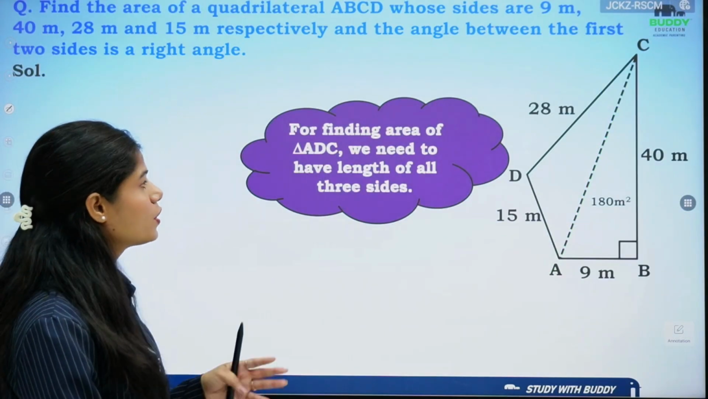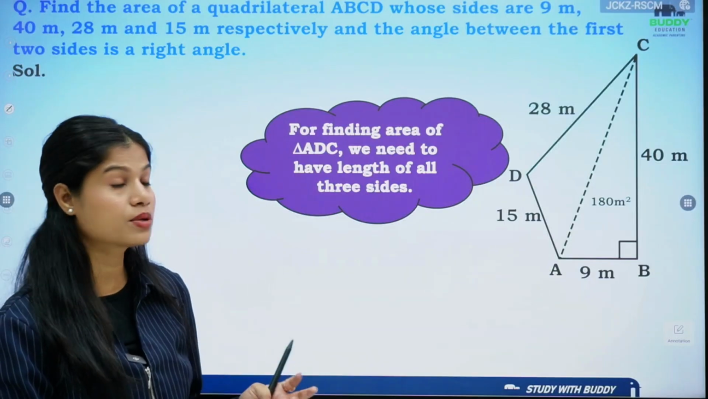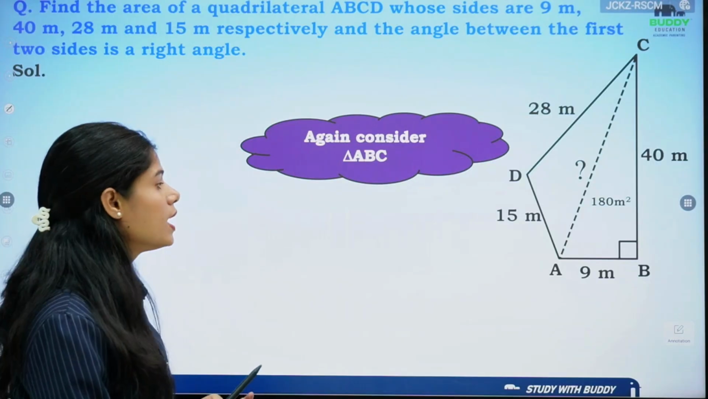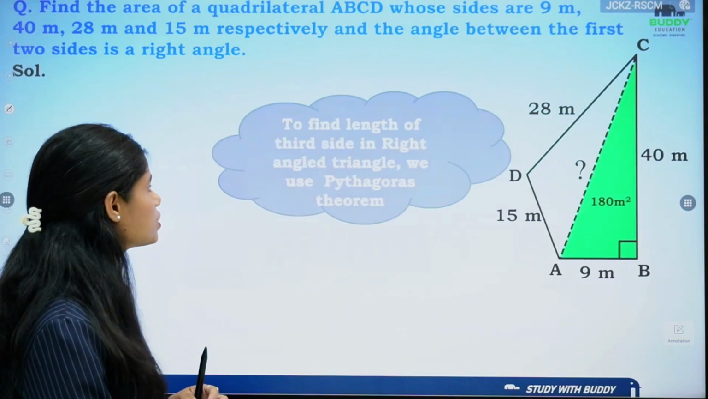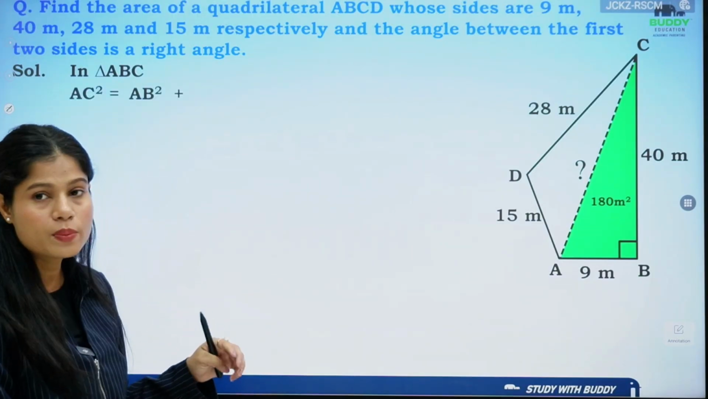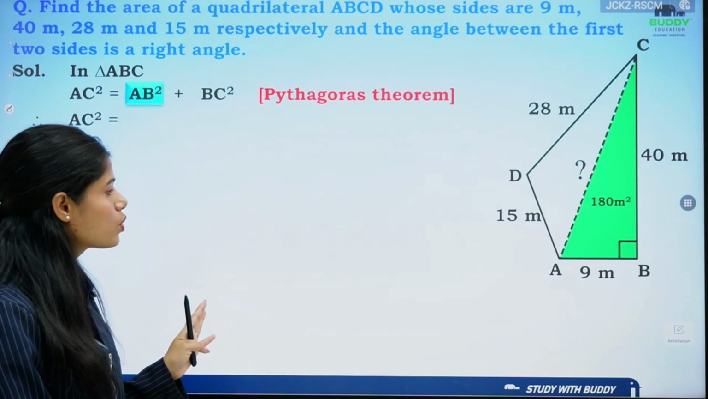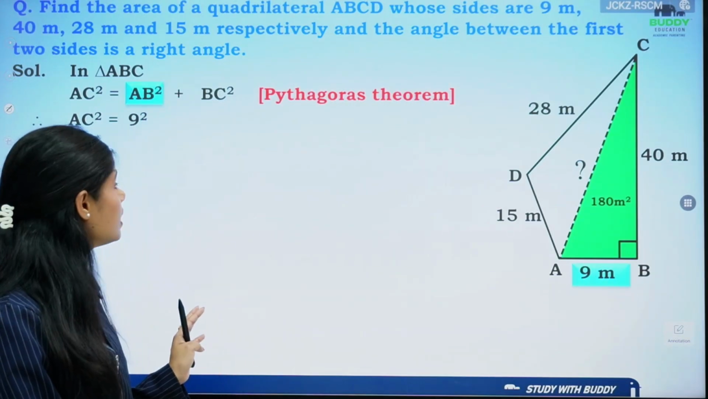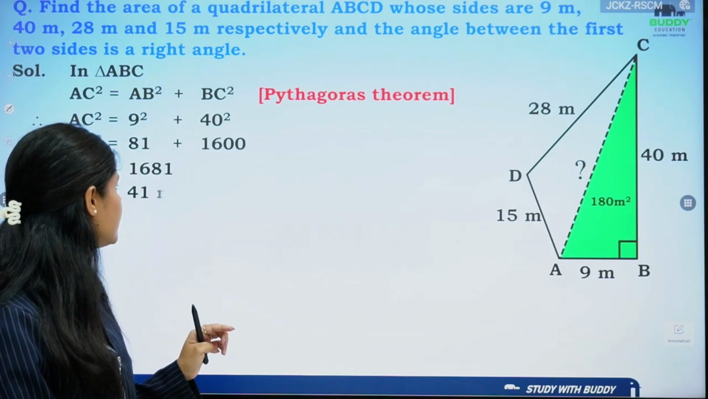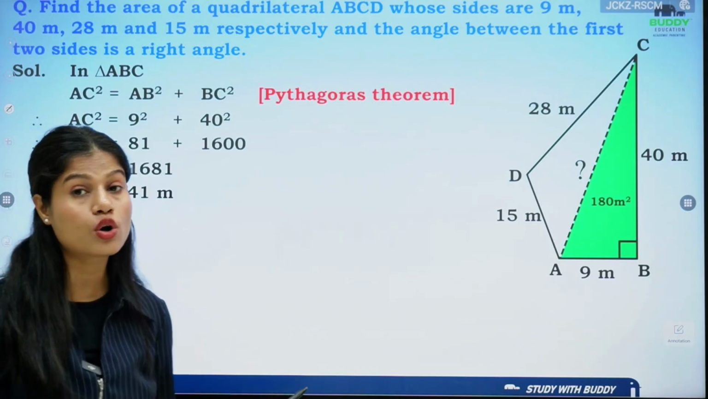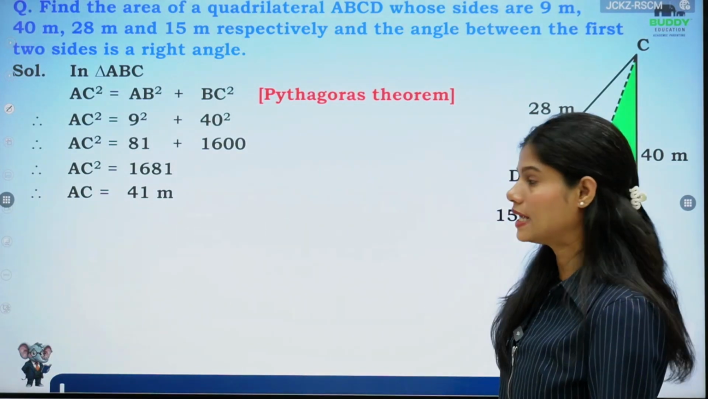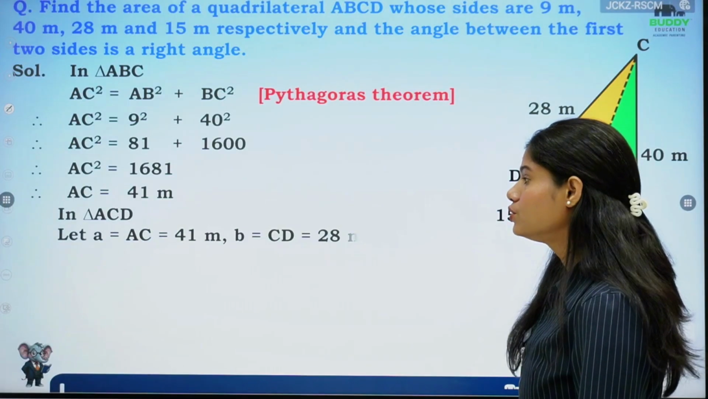Now we know if we want to find the area of ADC, we need the measurement of AC, and for that we will be using Pythagoras theorem in the triangle ABC. Here you can see that AC is the hypotenuse, so hypotenuse square is equal to base square plus perpendicular square. AB is 9, 9 square is 81, and then 40 square is 1600. You add them, and 1681 is the square root of how much? 41 meters.